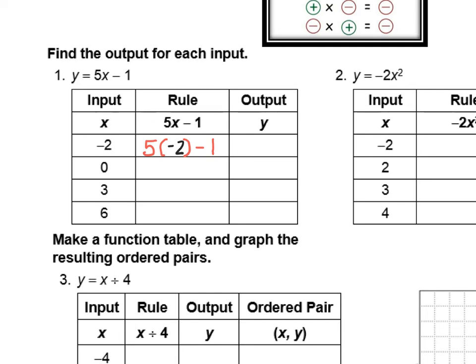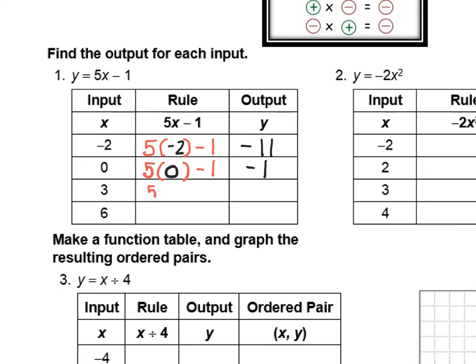-2 times a +5. Signs are different. So that's a -10. 5 times -2, -10. -1, it gets 1 degree colder. Well, that's going to be -11. Let's try the next one. Same rule, 5 times our input, we're just going to put parentheses there, -1. And our input is 0. Well, 5 times 0 is 0. 0 minus 1 is 1 below 0, -1.